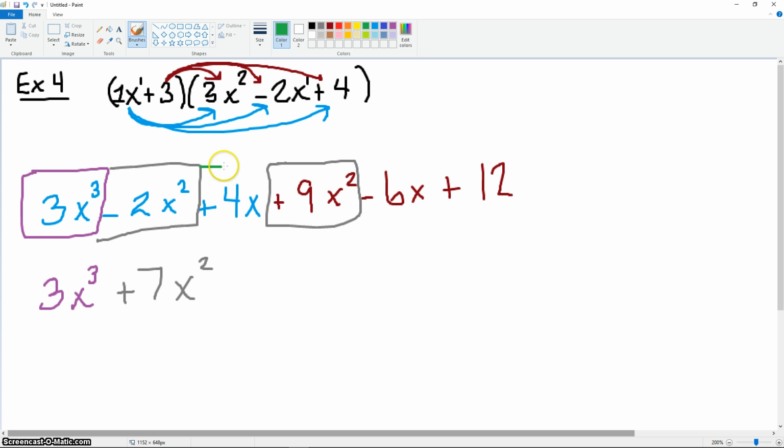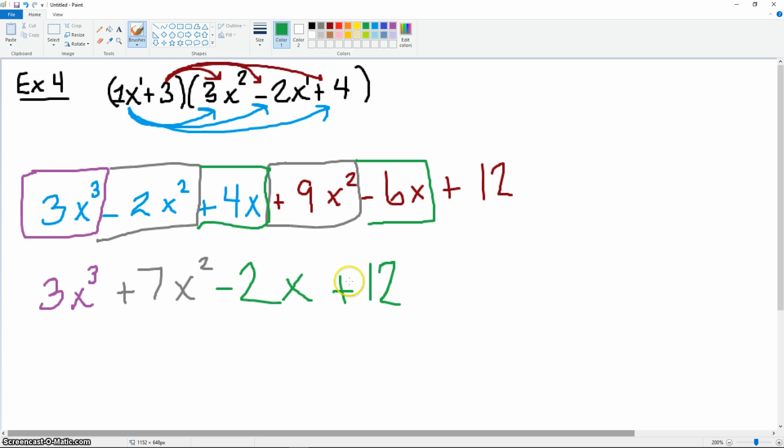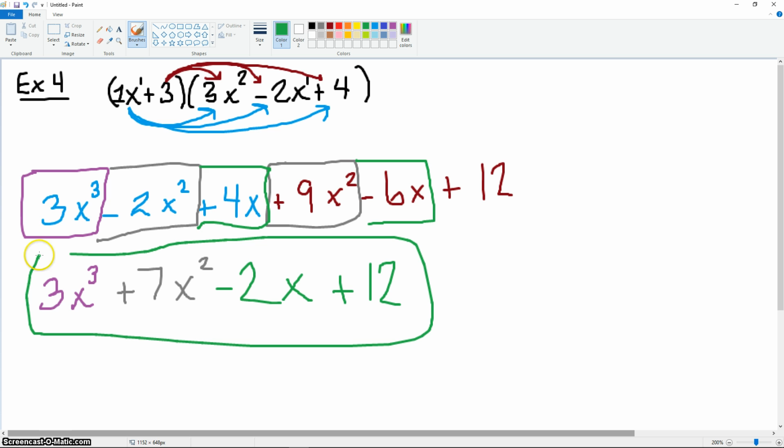From there we have the x term, so plus 4x, or a positive 4x, minus 6x, and that's going to give us a negative 2x. And then 12 is the only constant by itself, so we just bring it down. So our final answer for this one, when we multiplied it, is 3x cubed plus 7x squared minus 2x plus 12.